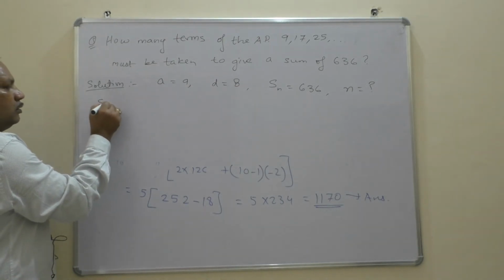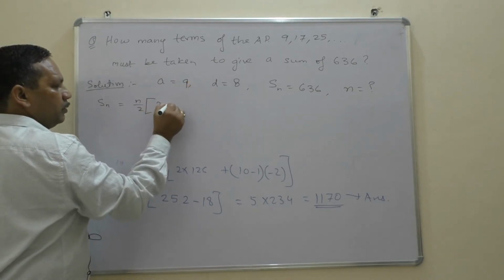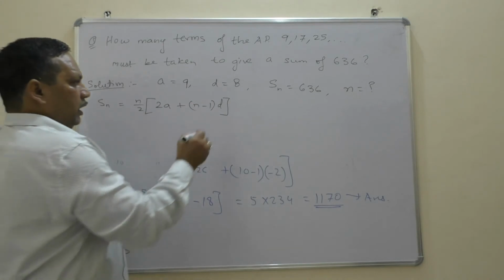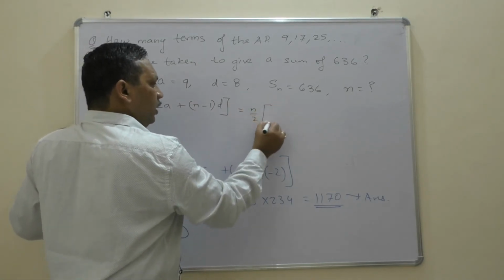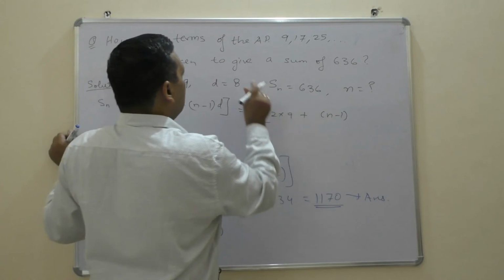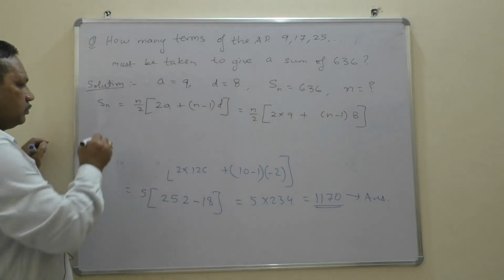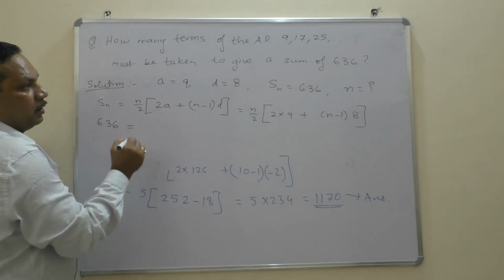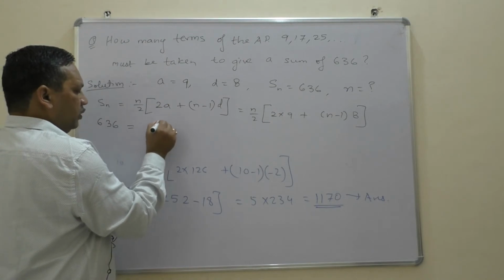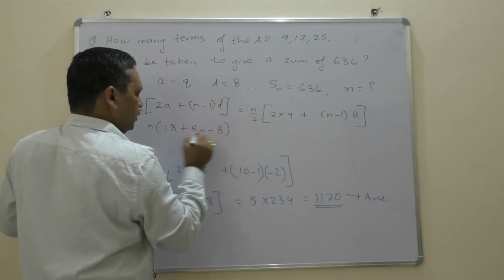So Sn is n by 2 into 2A plus n minus 1 into D. Let's use this. I don't know n, that is what we have to find. But I know A. So 636 equals n by 2 into 2 into 9, plus n minus 1 into D, and D is 17 minus 9, which is 8. 2 nines are 18, so n into 18 plus 8n minus 8, upon 2.